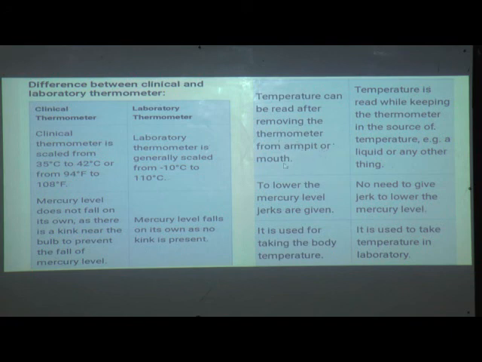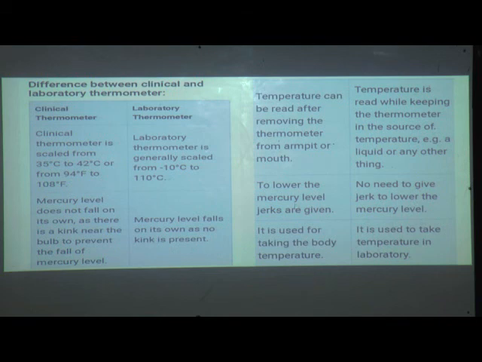So we have to keep the clinical thermometer at the side of our armpit or in our mouth. And with the laboratory thermometer, temperature is read while keeping the thermometer in the source of temperature. We have to keep it in that substance. Then, to lower the mercury level in the clinical thermometer, jerks are given, while there is no need to give jerks to lower the mercury in the laboratory thermometer.